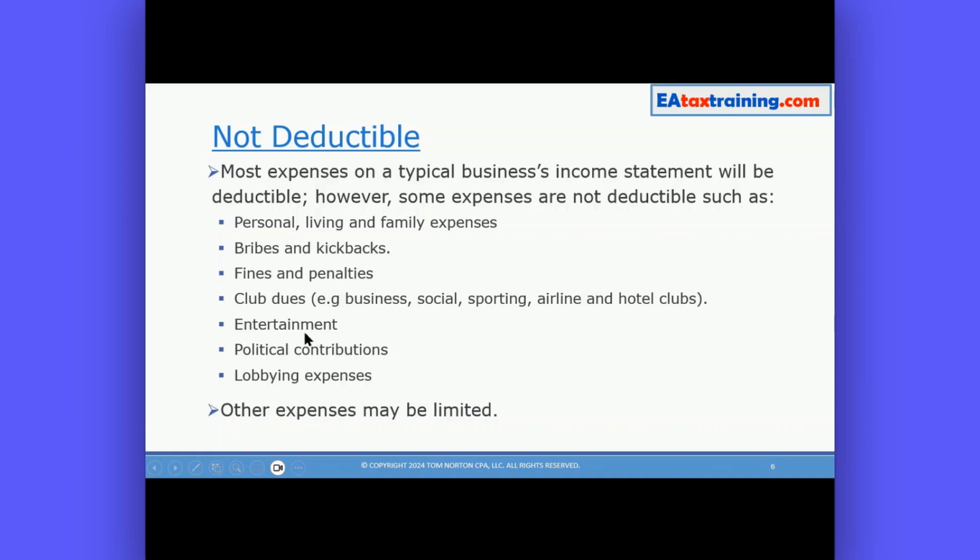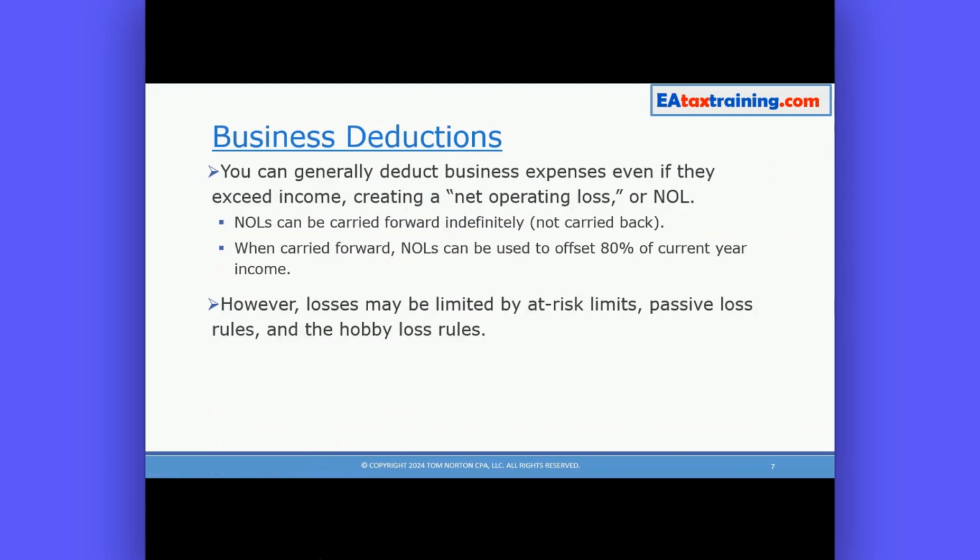Entertainment, not deductible. Used to be able to deduct part or all of it, but no longer can you deduct any type of entertainment. Political contributions, not deductible, and similarly, lobbying expenses are not tax deductible. Other expenses that you have, such as meals, may be limited as well.